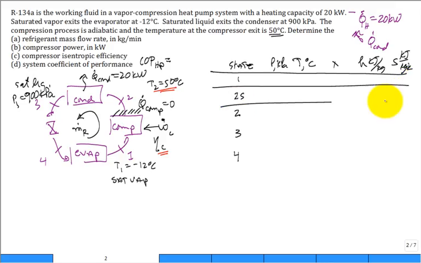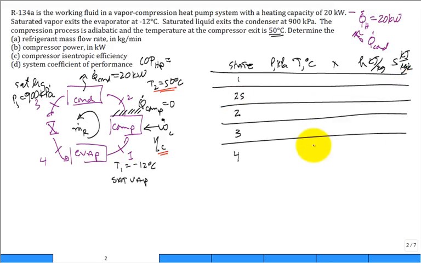All right. Have you done these enough? Does this look pretty easy? Let's march through the system.